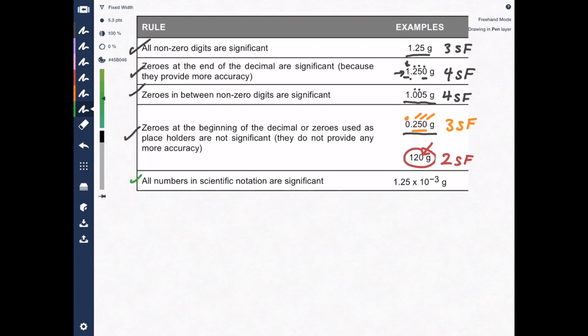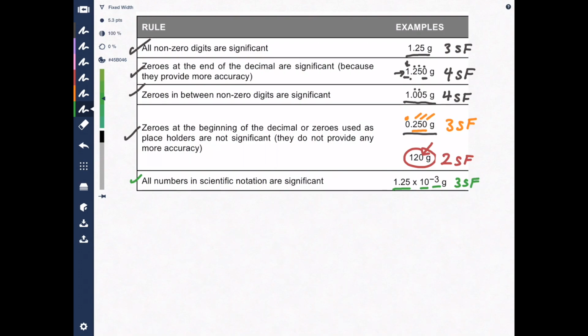There we go. All numbers in scientific notation are significant. Now, when we say all numbers are significant, we're referring to the coefficient numbers right here, 1.25. The 10 and the -3 are not part of the measurement. They're just telling us that we would divide this number by 1 over 1,000. That's all it's telling us. So they're not part of the measurement. They're just there to make the number scientific, if you will. So this is 3 significant figures.